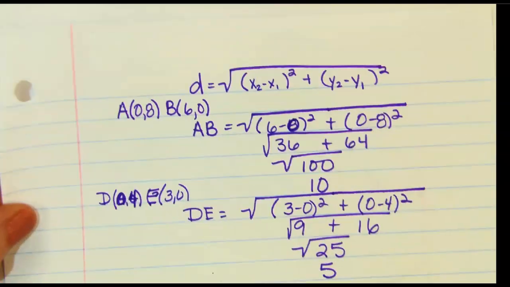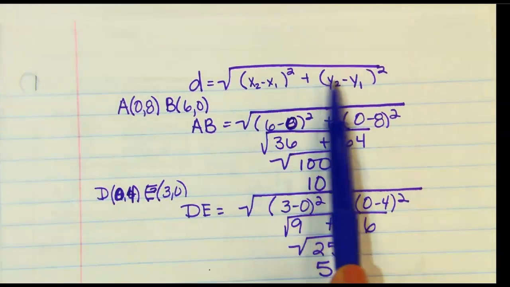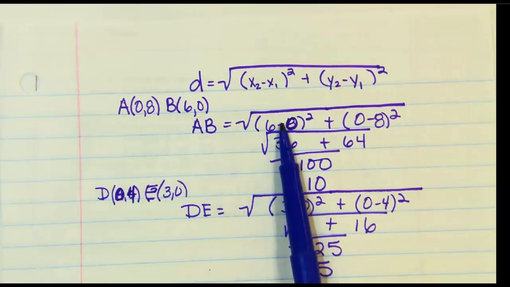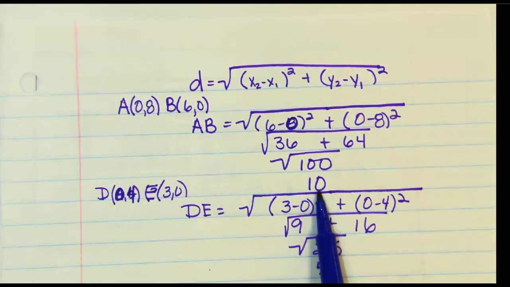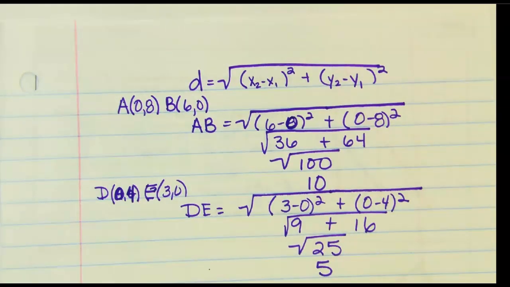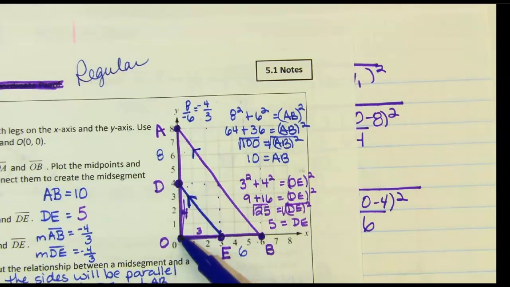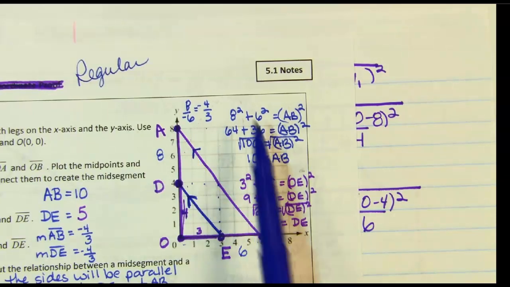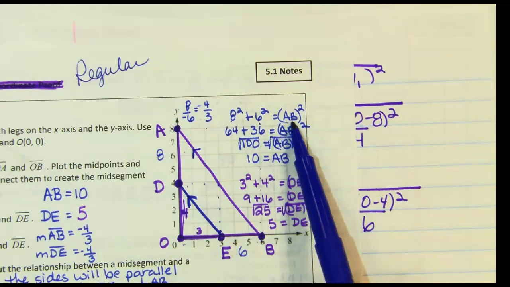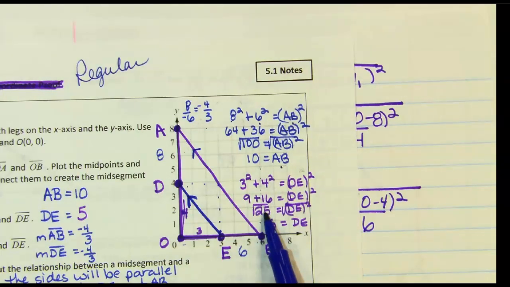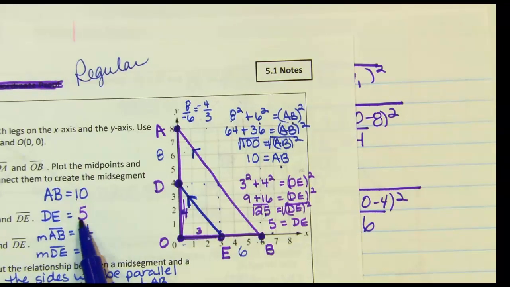The first way, you could have used the distance formula. So here's the distance formula. Here are points A and B. I ran them through the distance formula. I got square root 100 for 10. And for D and E, I got 5. Now, you could have also used the Pythagorean theorem, where you count up and over and do a squared plus b squared equals c squared. You still get square root 100, which is 10, and you still get square root of 25, which is 5. So regardless, you will get 10 and 5.